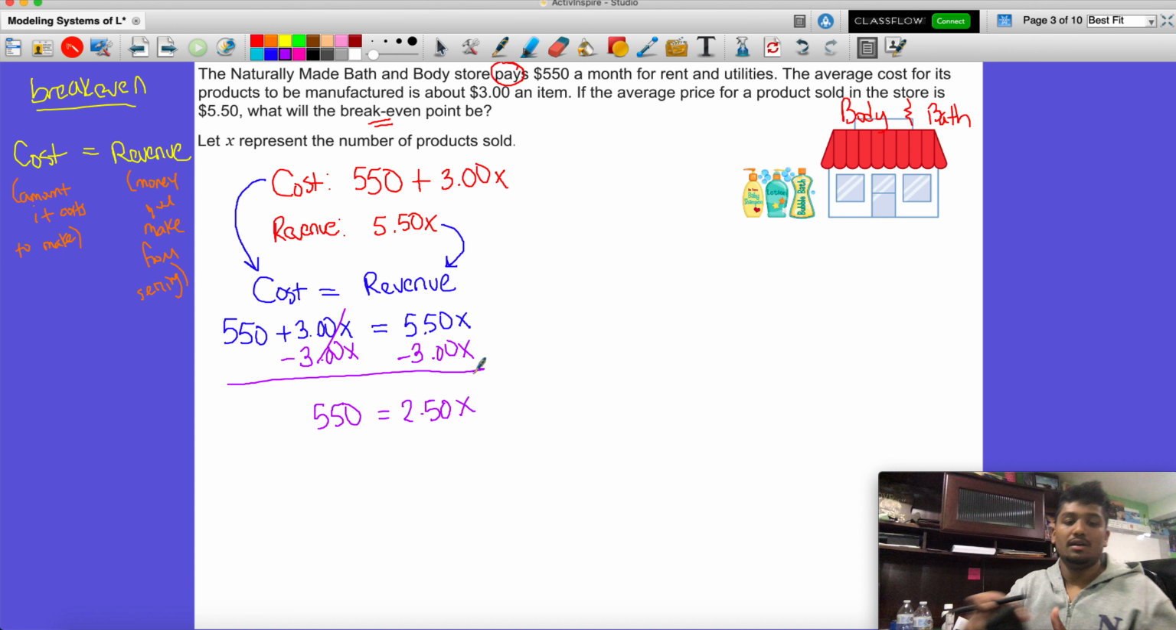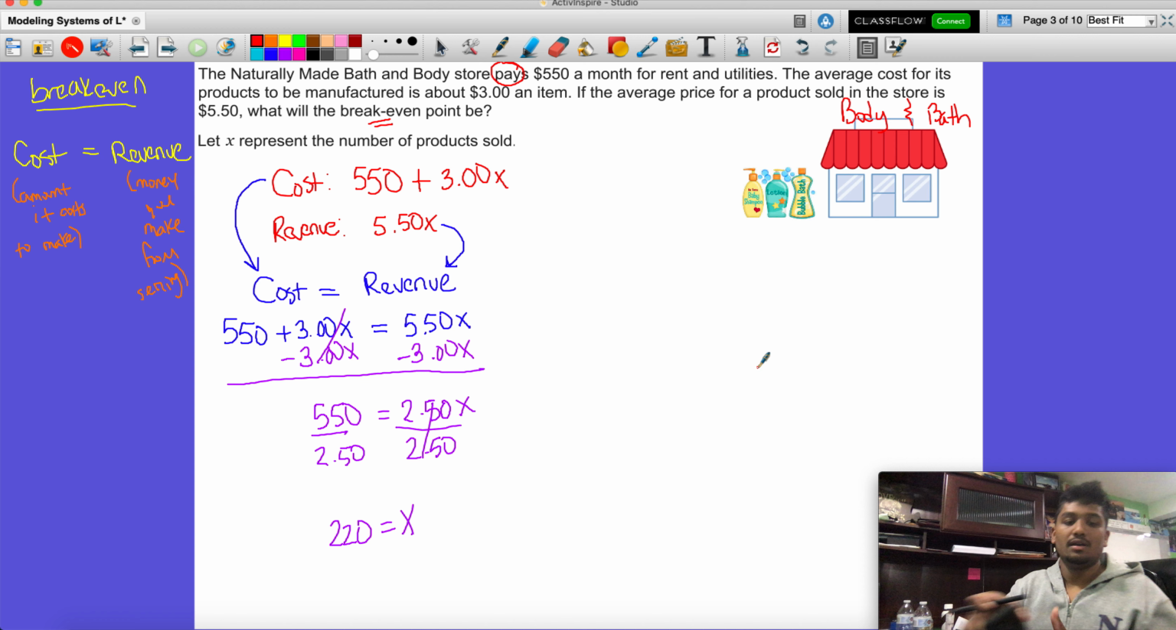From there, we'll do a little division. 550 divided by 2.50. After we divide both sides by $2.50, we get that x is equal to 220. Now, what does this represent? You have to go back and look to where they defined x. In the last question, we defined it.